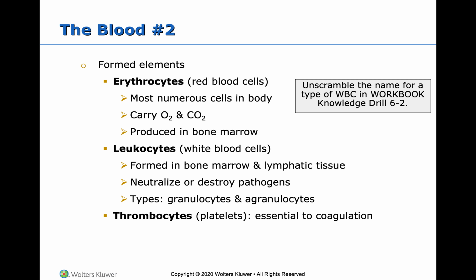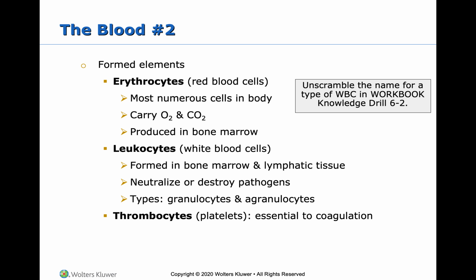Okay, so these are also formed in your bone marrow, and they're also formed in your lymphatic tissue. So when we talk about the lymphatic system, we'll talk more about how your leukocytes are formed. And there's two different types. This can get kind of confusing, but on page 167, there's a really good chart that shows you all the different types of leukocytes, because there's two types of leukocytes. There's granulocytes and there's agranulocytes.